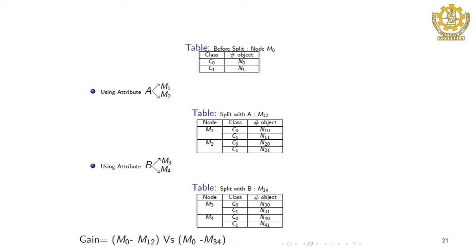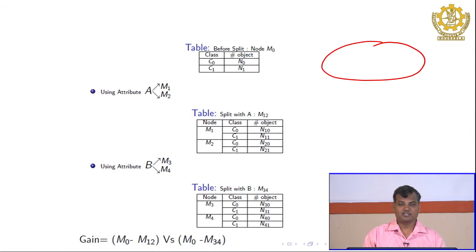Let us say we have a node here, and this is a binary classification problem. That means we have two classes only. So this node has a C0 class and a C1 class. As we studied, Hunt's algorithm says that if all objects belong to a single class, then you are done, and that will be the terminal node. But here there is more than one class.